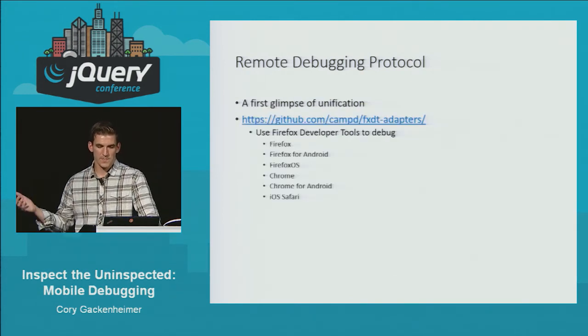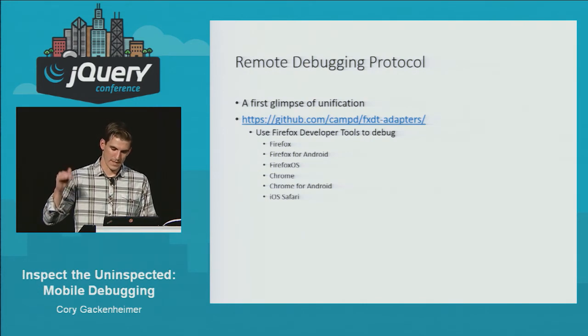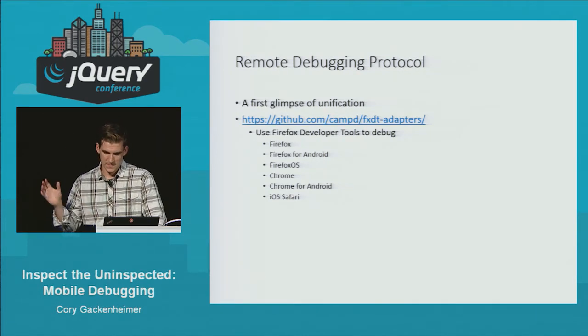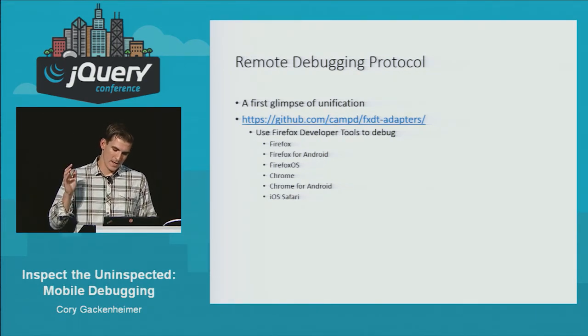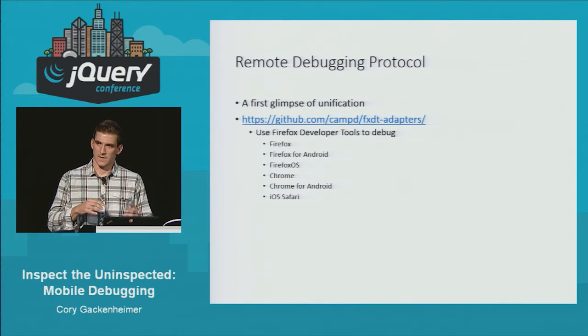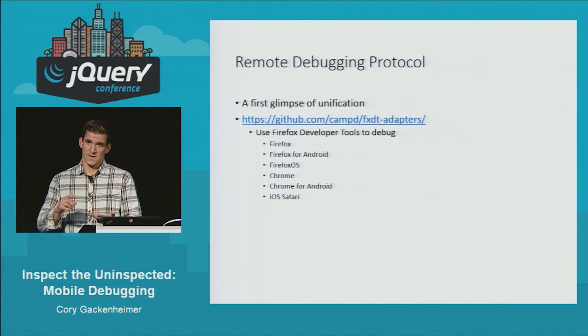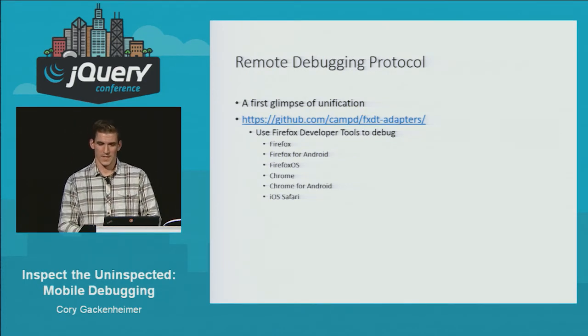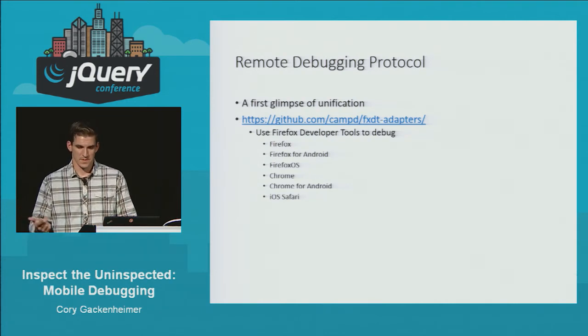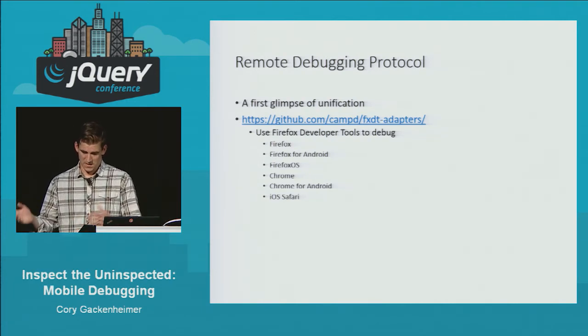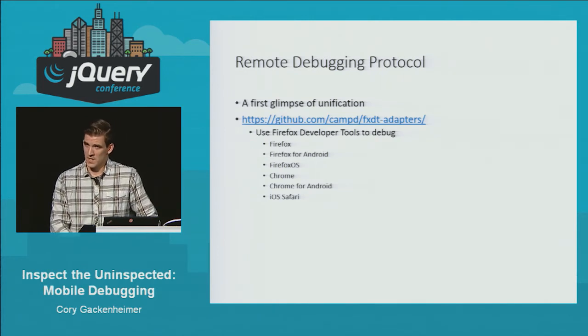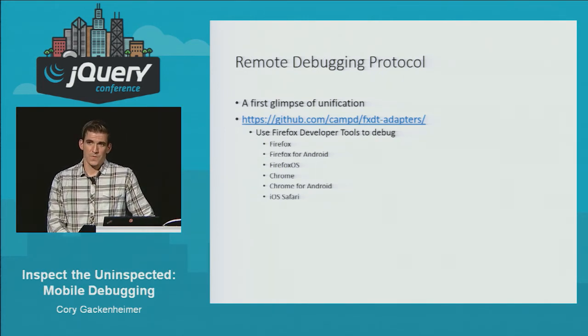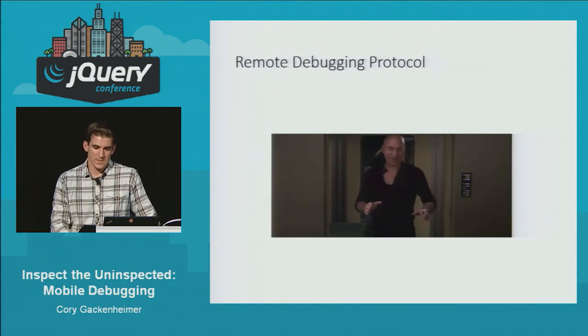But there is one cool experiment from one of the guys on the Firefox DevTools team, and it's kind of a glimpse of this unification. It's called Firefox DevTools Adapters, and I've used it to debug with the Firefox DevTools: Firefox, Firefox OS, Firefox on Android, which you would imagine you can do with the Firefox DevTools, but also Chrome for Android, iOS Safari, and I assume you could probably do Opera as well, since it's a Chromium fork. So when you're able to use your favorite tool to debug things, it makes you kind of happy.